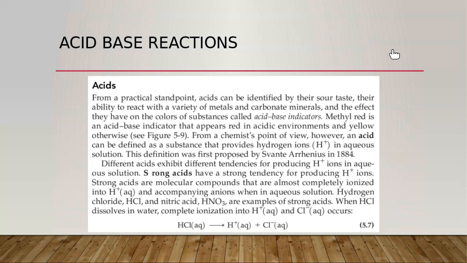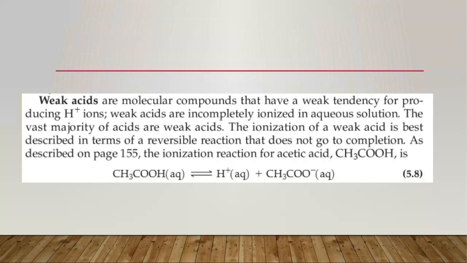Strong acids have a strong tendency for producing hydrogen ions. Strong acids are molecular compounds that are almost completely ionized in the water. For example, the strong acid hydrogen chloride (aq) gives us hydrogen (aq) and chloride (aq). These concentrations are very important, and there are only hydrogen and chloride ions in the water. There is no hydrogen chloride molecule, okay? So we can call this a strong acid.